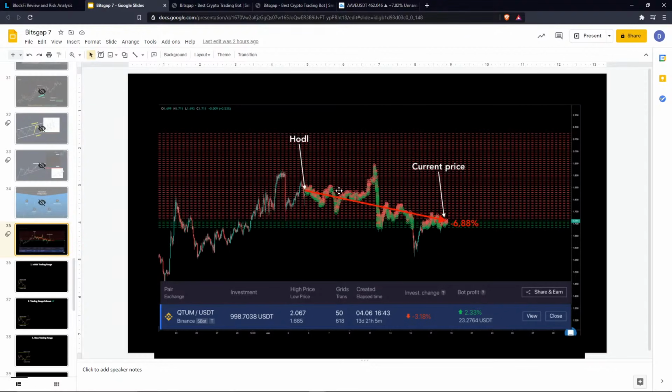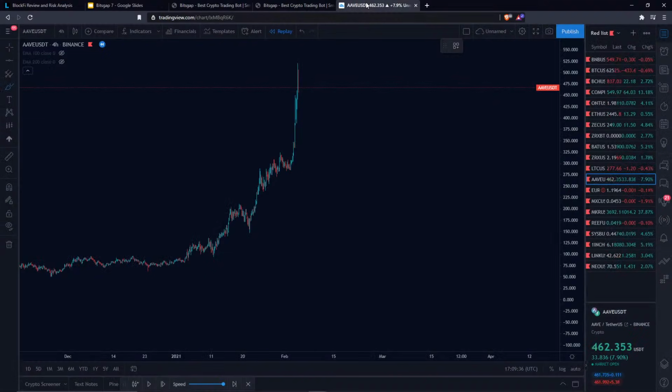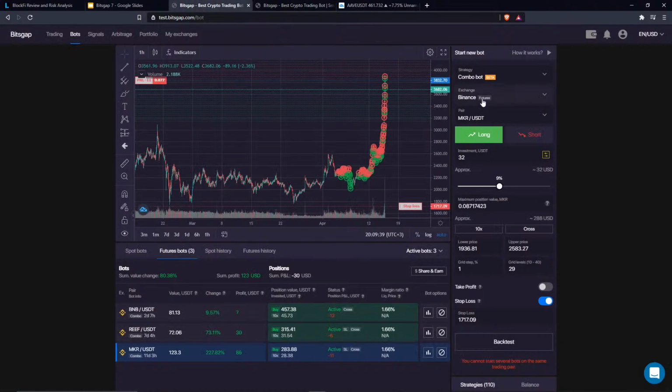Okay, so on the downfall it minimizes the loss, and it keeps trading and keeps making money for you guys. Okay, so imagine you have the trading range.